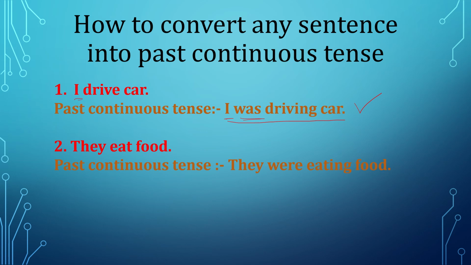They eat food. Again, this sentence is in the present simple form. They is the subject. First of all, we will add they, and with they we will use the helping verb were. They were, and eat will become eating, the ing form of eat. They were eating food, and the sentence is converted into the past continuous form.